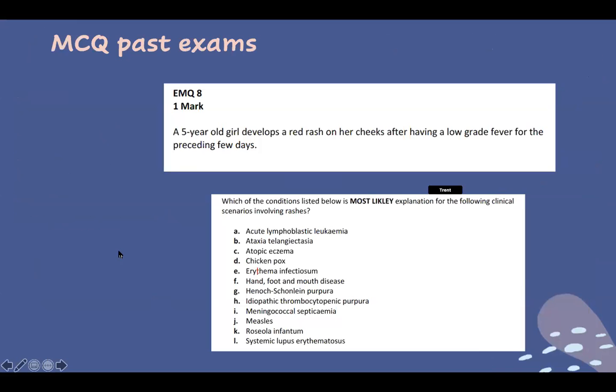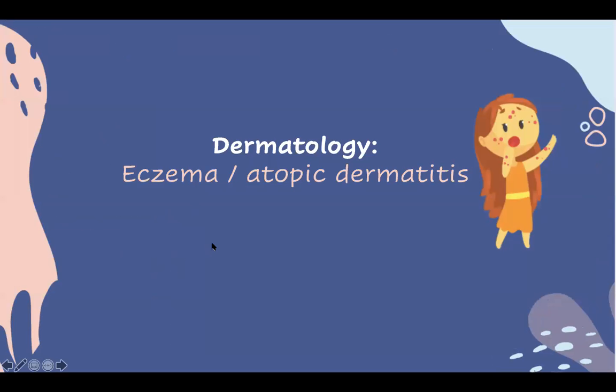Okay, so this is what it kind of looks like. Sorry to rush, but essentially red rash on the cheeks, low-grade fever. So we're not thinking Roseola infantum because that's a high-grade fever, so we rule it out. On the cheeks, it's quite obvious. Okay, sorry if I'm going really fast.